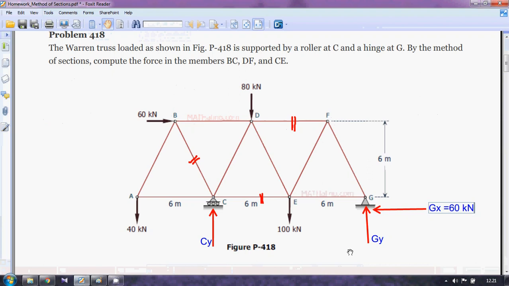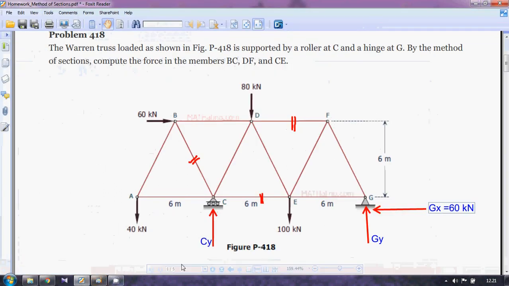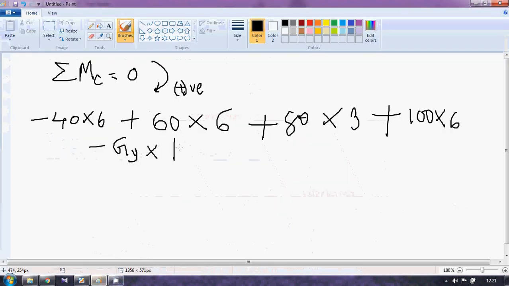Good. And what about Gx? This Gx is acting in this direction, which means it is passing through the C point, correct? So this Gx will not create any moment with respect to C. What about Gy? Yes, it will create a moment, an anti-clockwise moment, so it is negative Gy into, what about the distance? 6, 6, 12 meter. So minus Gy into 12 equals to 0.